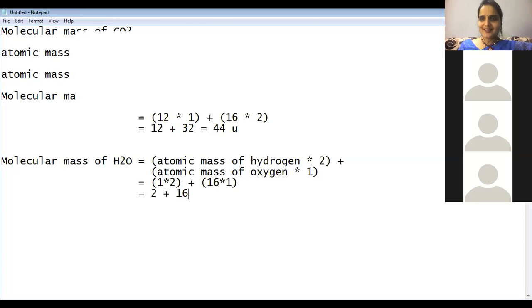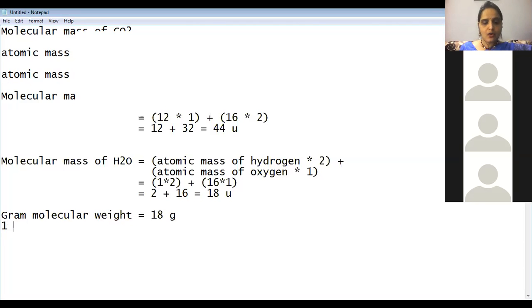Is it 32? 16 into 1. Sorry, no, 18. Yes, it is 18. So the molecular mass of water is 18 U. So what will be its gram molecular weight? Gram molecular weight will be 18 gram. That is 1 mole of water.